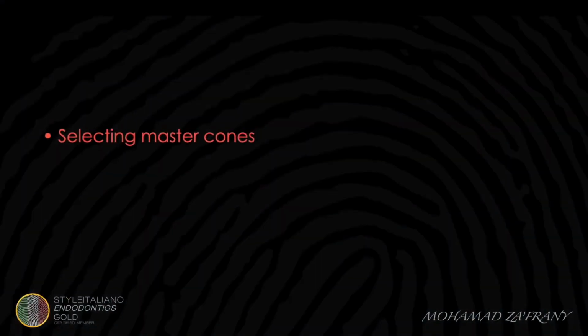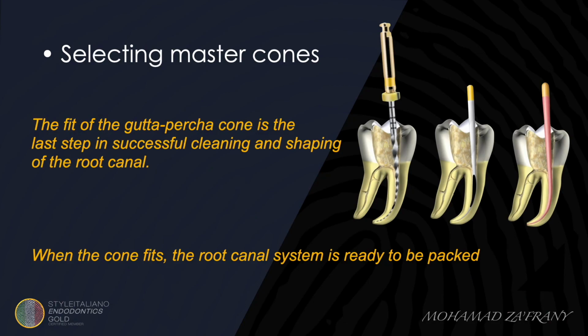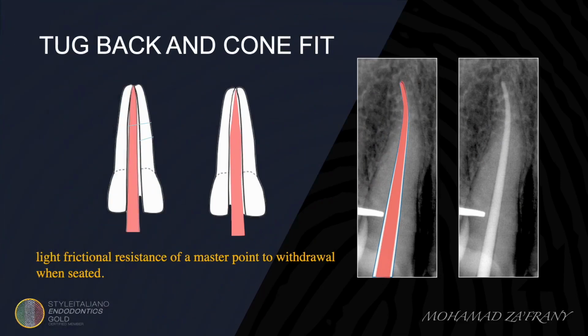There are 2 conditions we need to select the master cone. First, the master cone should be reaching the working length. And second, we need to have a good true tug back. Here we need to differentiate between true tug back and false tug back. In true tug back, we need the cone to be fitted at the apical third so we can feel resistance while we're removing the cone.